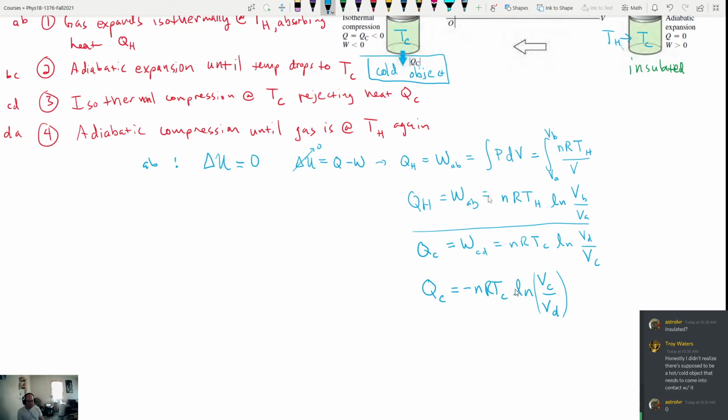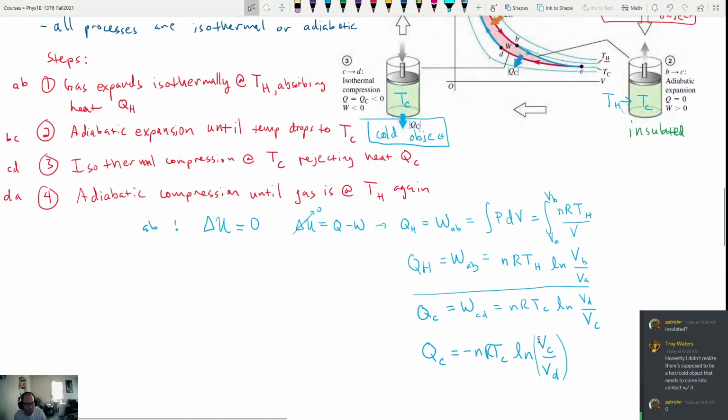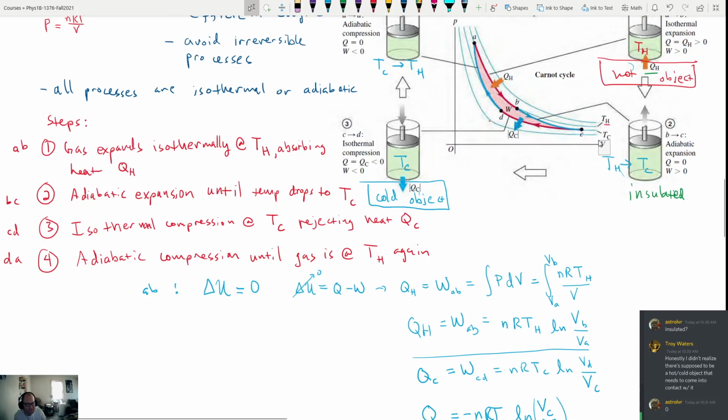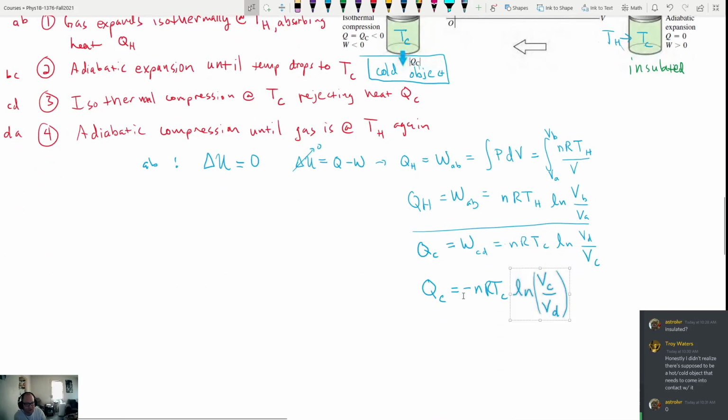Okay. And then I just want to look at something real quick here. So VD and VC. So here's D and here's C. Which one's bigger? VC is bigger, right? So this is guaranteed to be a positive number now. And how am I seeing that? Just to remind you, this axis is volume, so this is bigger than this. If you look at where it hits the axis, the volume here is bigger than the volume here, so this is guaranteed to be a positive quantity, which means that QC will in fact be negative if we write it this way.